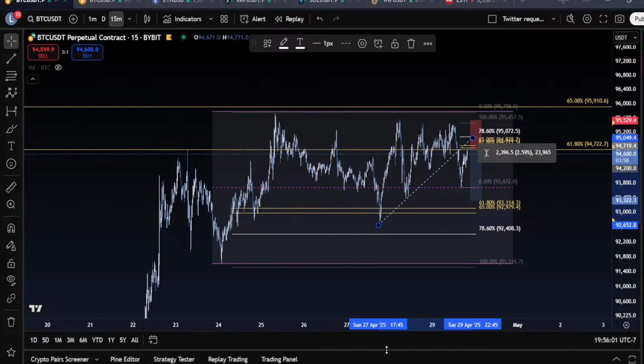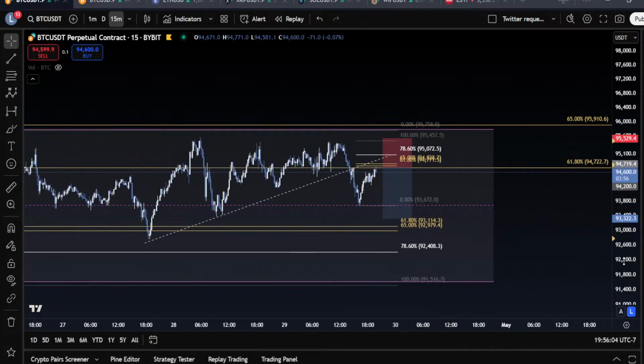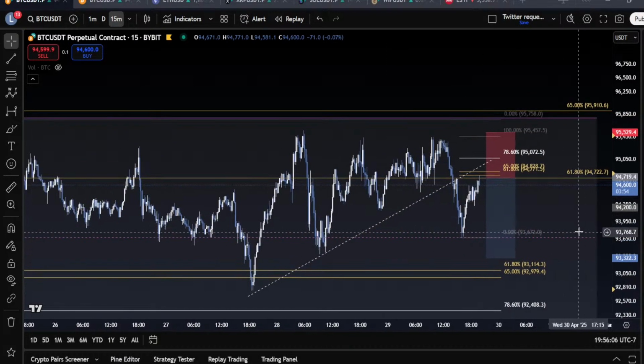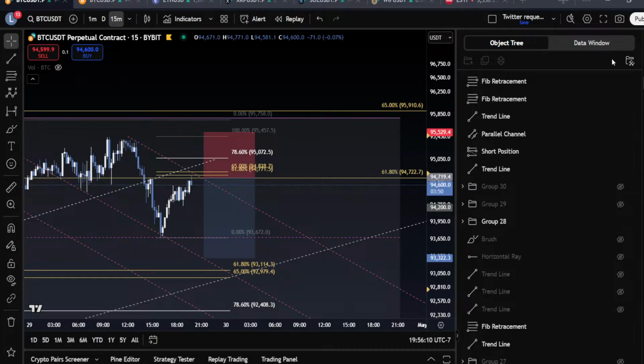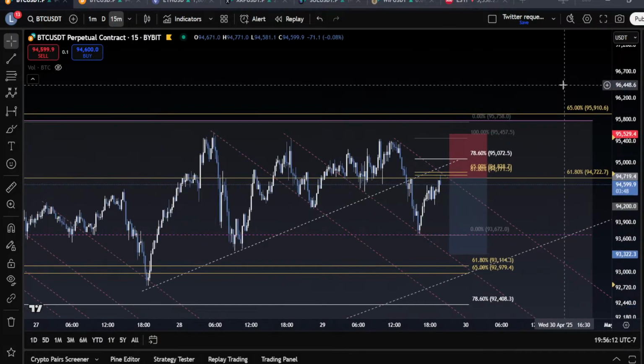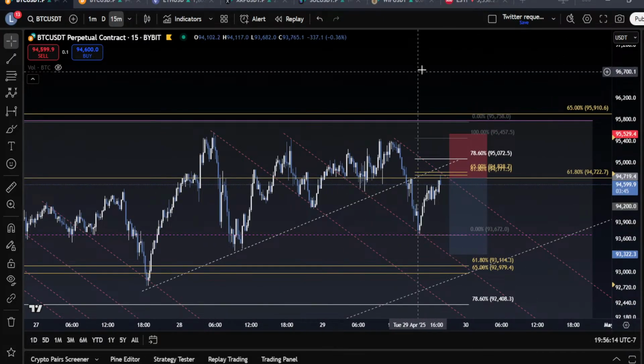All right, what do we have here? So we have the reaction. We maybe have some evidence that our trend angle voodoo might be in play.